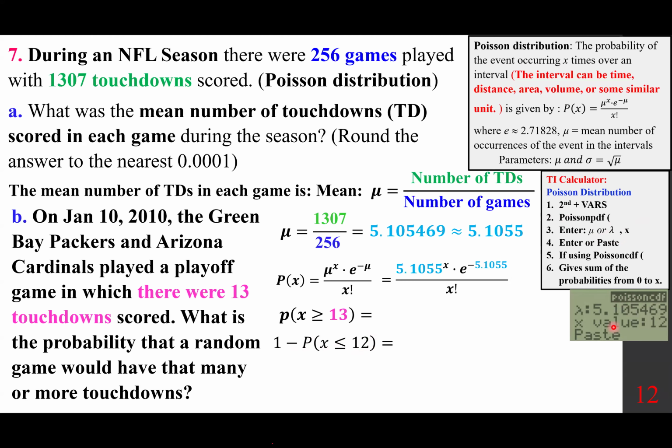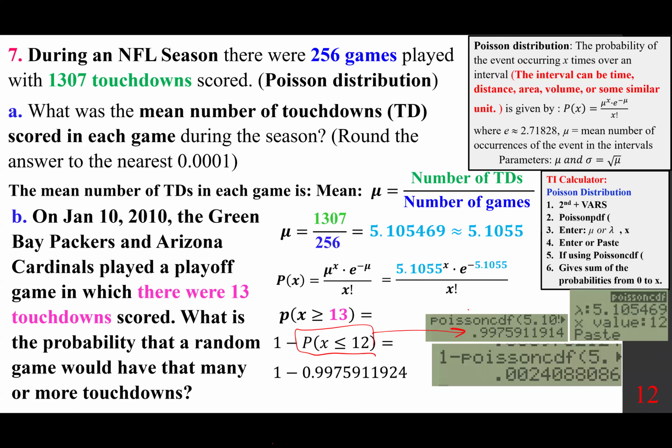So what we have here is lambda or mu is this number. Now, when you want to put it in here, you don't want to put the rounded one. You want to put as many decimals as possible, okay? X is 12, and enter or paste it. This is the answer for this part. Subtract it from 1, and that's the answer.